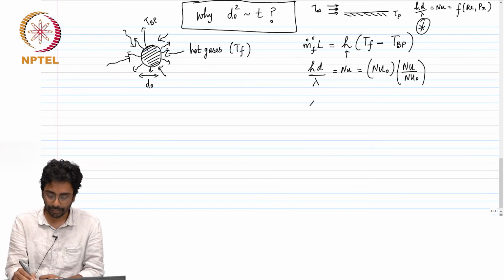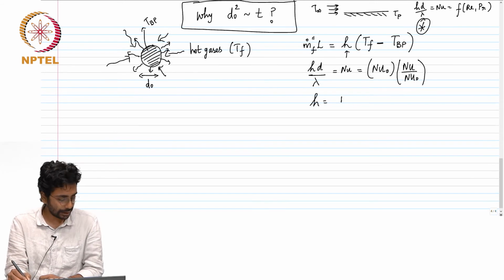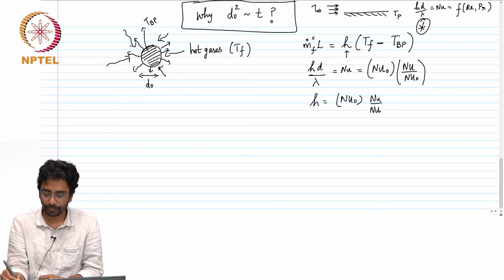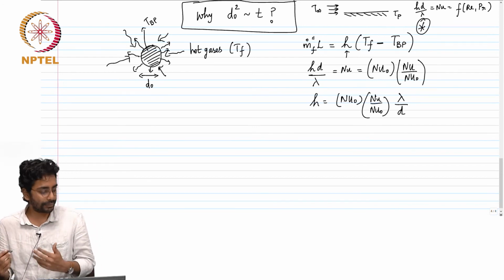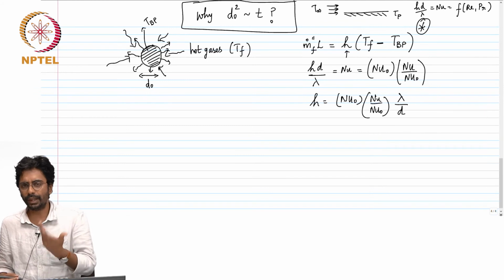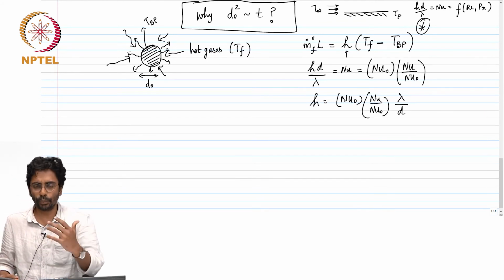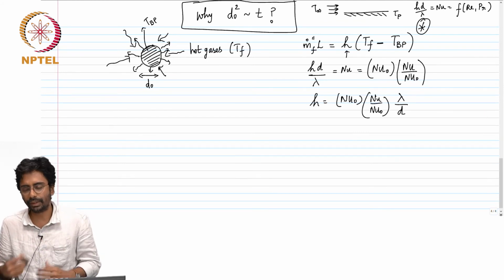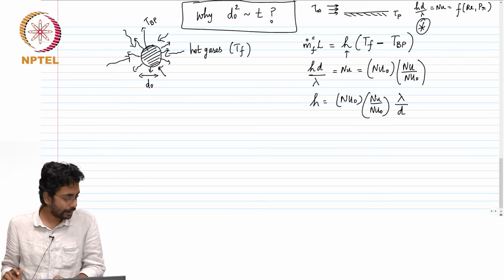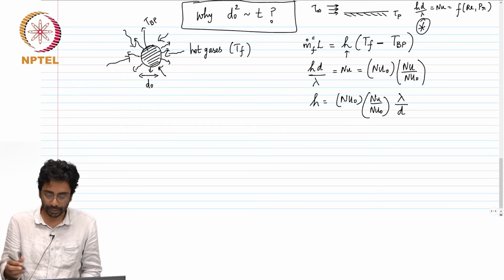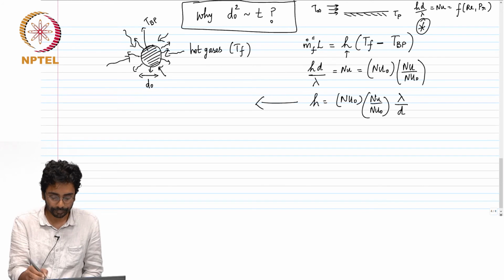And therefore H is Nu0 times Nu by Nu0 times lambda by D. This Nu0 is again a function of Reynolds number and Prandtl number. What is Nu by Nu0? We know that it should depend on the rate of vaporization, and we will see what it means a little later. Let us continue with the derivation on this side.